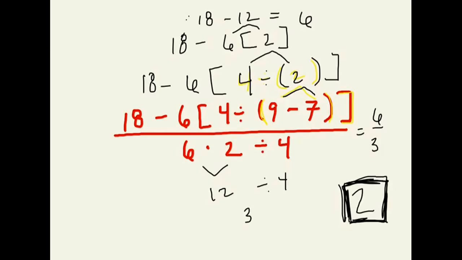So that is grouping symbols. That's 1.1 and 1.2 all contained in the same video.